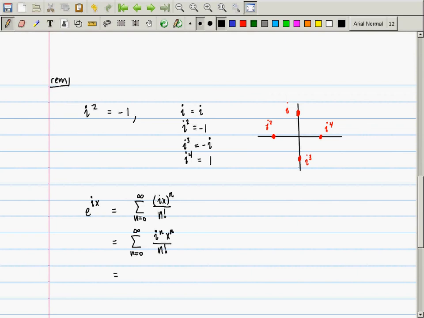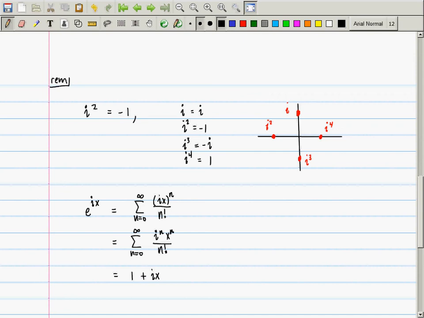Okay, so the first term we get is when n is 0. That'll be i to the 0, which is 1, x to the 0, which is 1, over 0 factorial, which is 1. So this will be 1. And then when n is 1, we will get i times x over 1 factorial, which is plus ix. Okay, now what's the next term we will get?